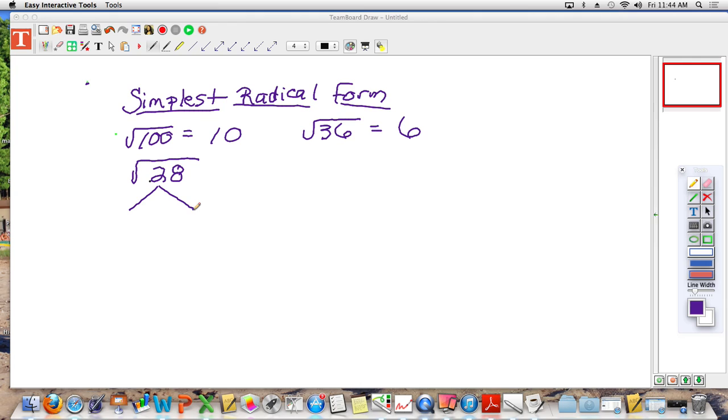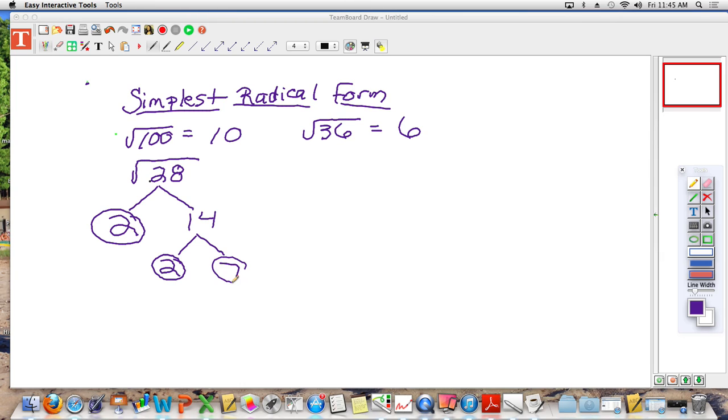28 is even. So you know you can divide 28 by 2. 2 and 14. All right? So I'm going to circle the 2 because I know 2 is prime. And then 14, I can break that down to 2 and 7. 2 is prime. Is 7 prime? Yes. The only things that will multiply to give you 7 are 1 and 7.